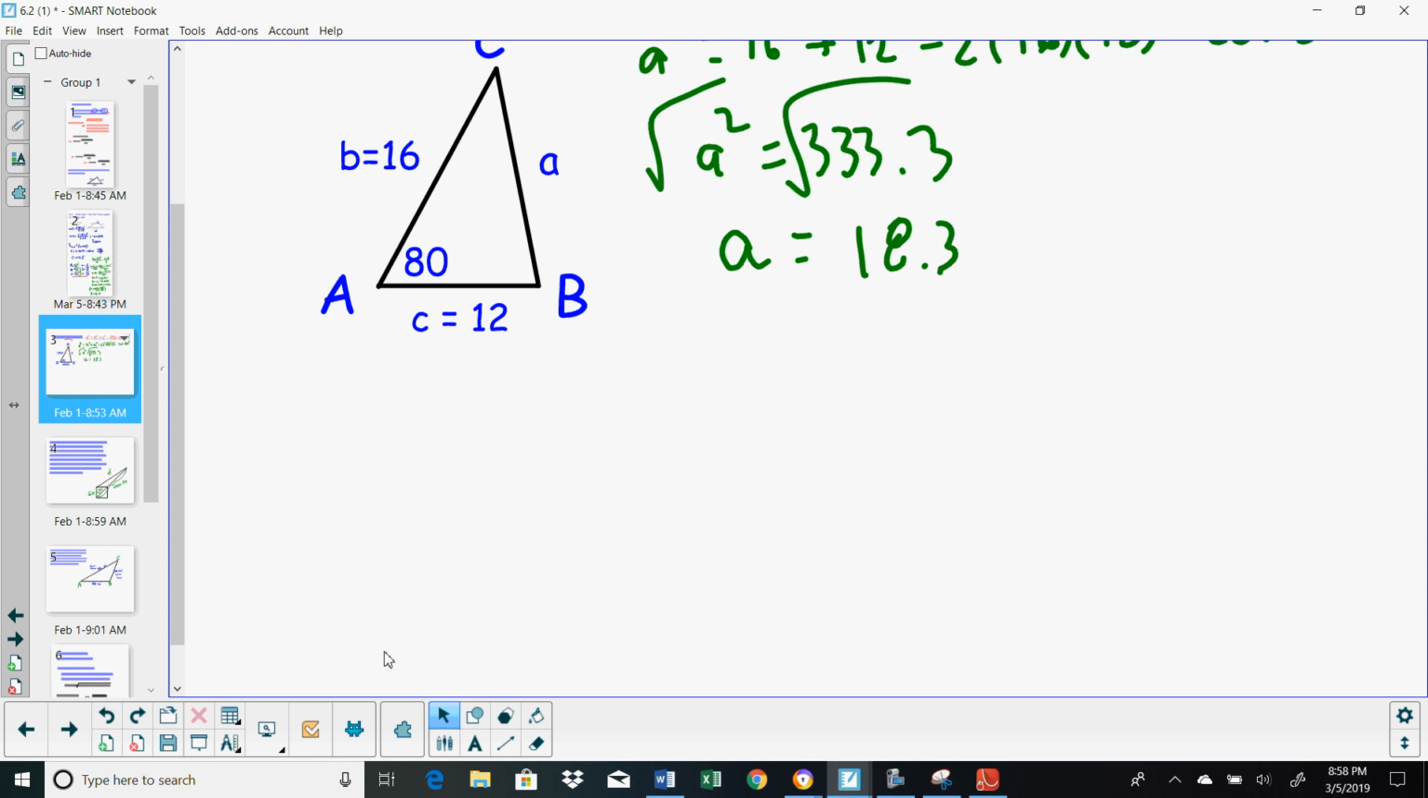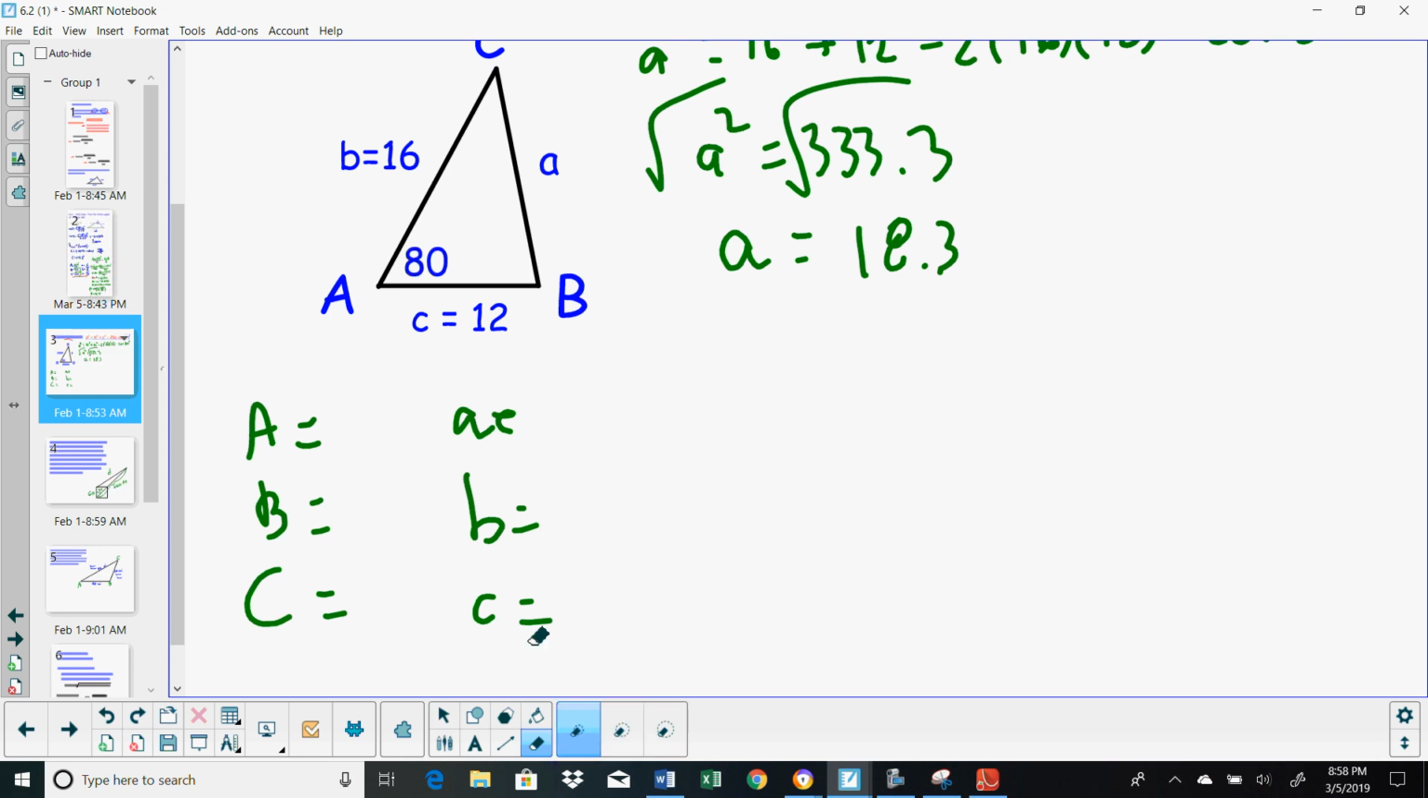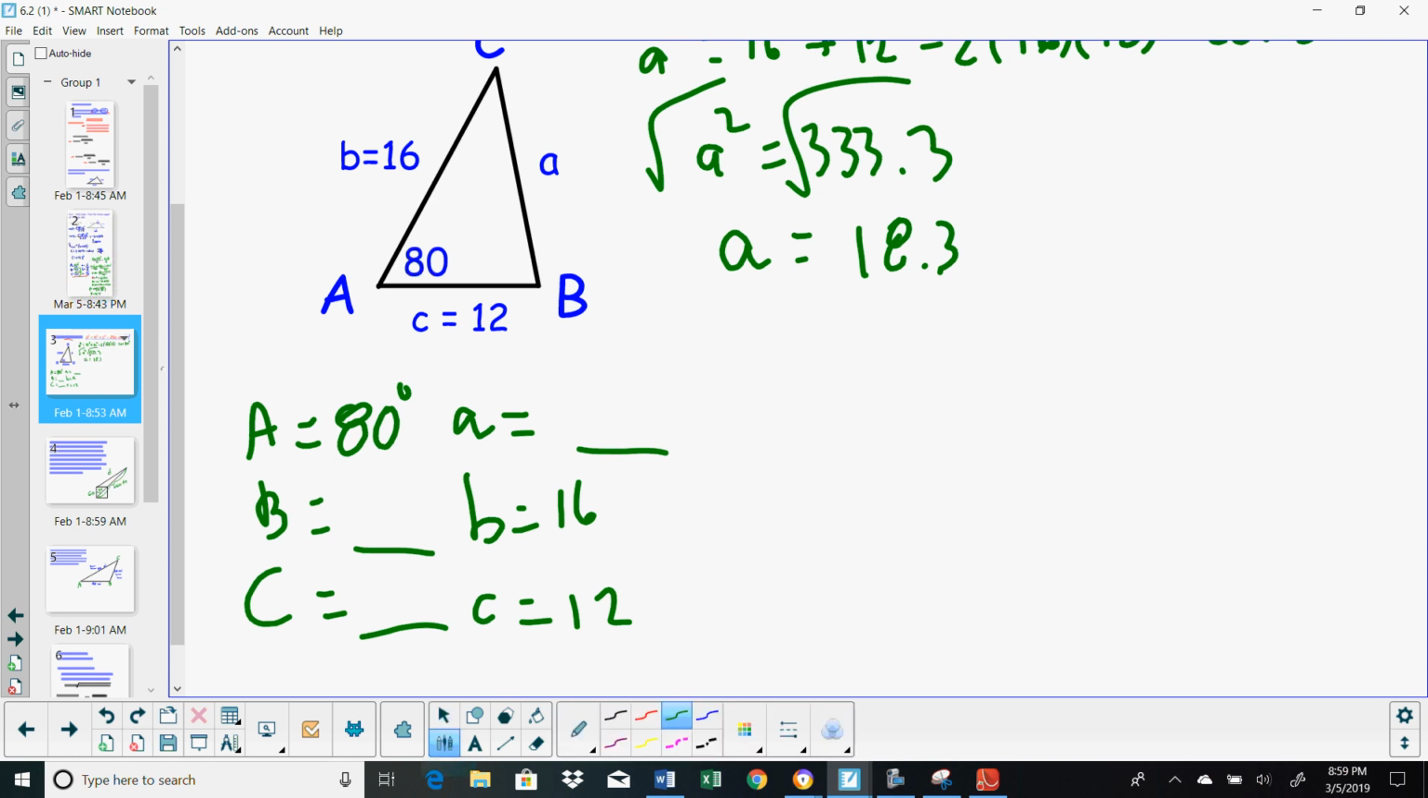So in this problem, if I'm keeping track of the given information, I am told that angle A is 80 degrees. I was told that B was 16 and C was 12. And we're trying to find these remaining three pieces. And we just found that side A was 18.3. At this point, it probably is easiest to switch over to law of sines.